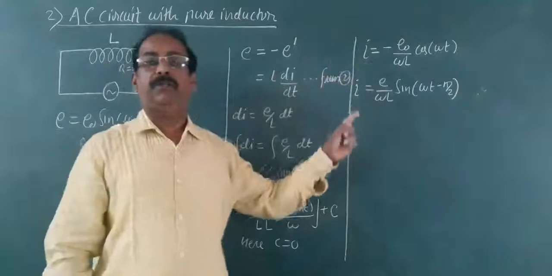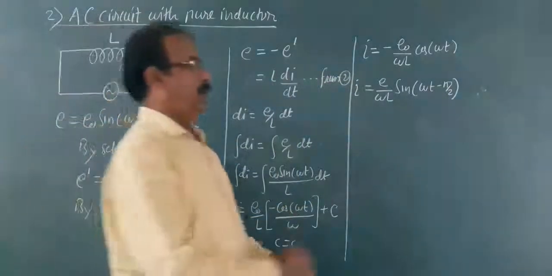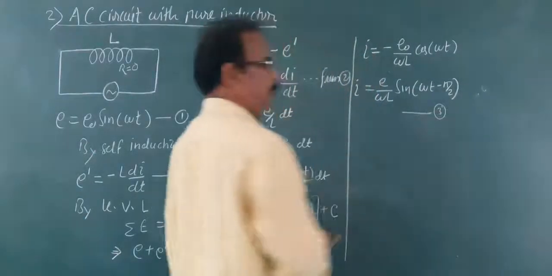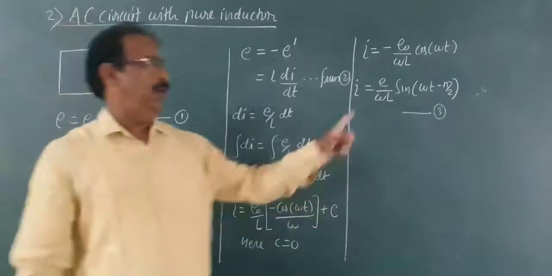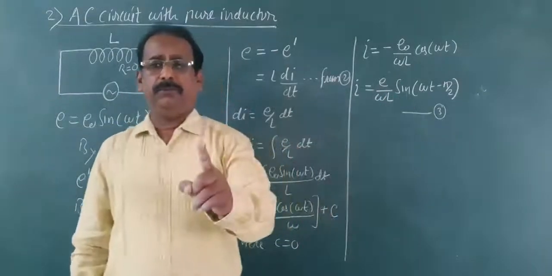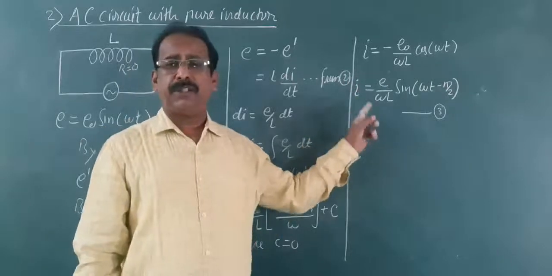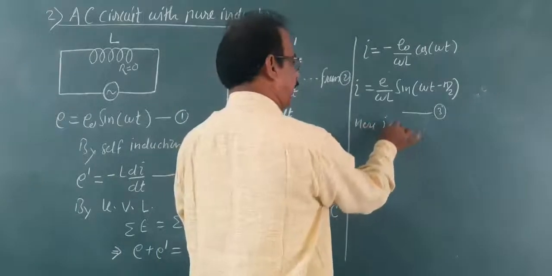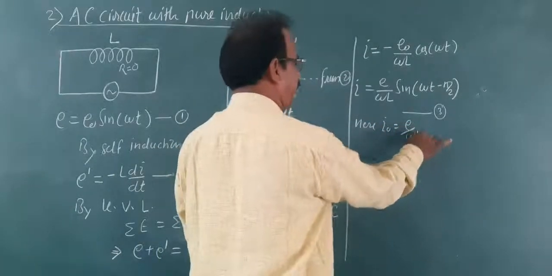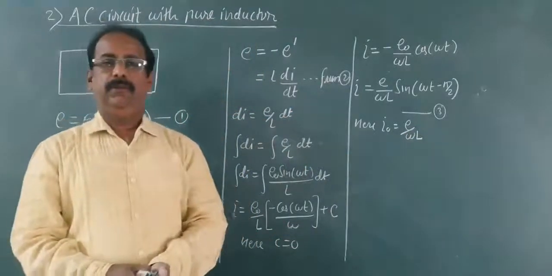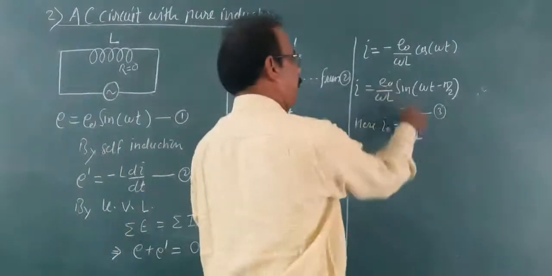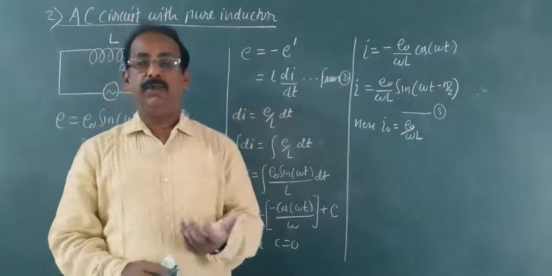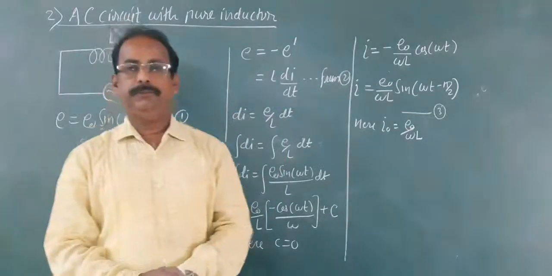Expressing this equation in terms of sine function. This is equation 3, suppose. The maximum value of sine function, you know, is 1. Therefore, we get from this equation the maximum current in the circuit. How much? E0 upon omega L. Maximum current in the circuit comes equal to E0 upon omega L.